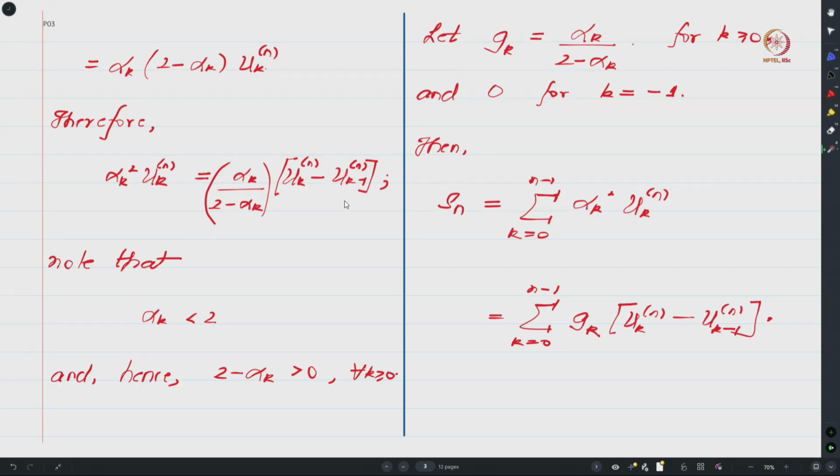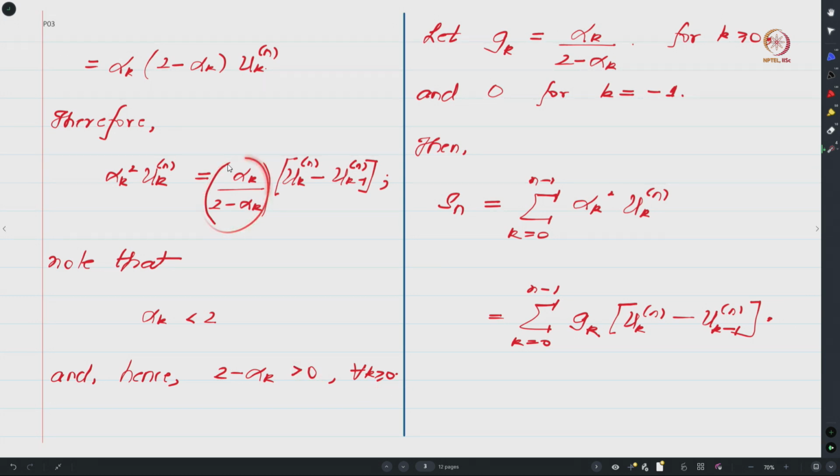Now whenever we write some ratio in this form, one of the key things we have to ensure is that the denominator is strictly positive, and that is indeed true in our case, because alpha k is less than or equal to 1 for any k, and hence alpha k is strictly less than 2 for all values of k, which implies that the denominator is strictly positive for all values of k.